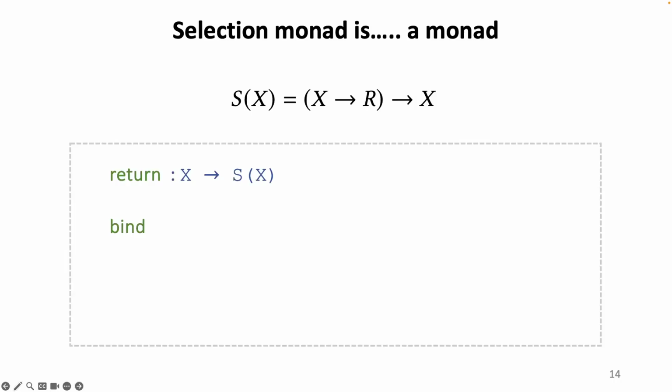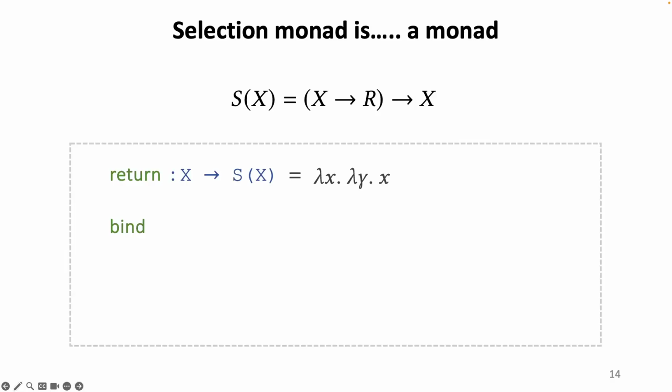The return function has this type signature. It takes an x and returns S x. So let's define return. Of course, it is a function, so we know it takes an x. And it needs to return something of type S x. We know S x is X to R to X. So we have another function, gamma, with type X to R. And now we need to return an x. Then what should we return? There are no other choices, right? We will just return x.